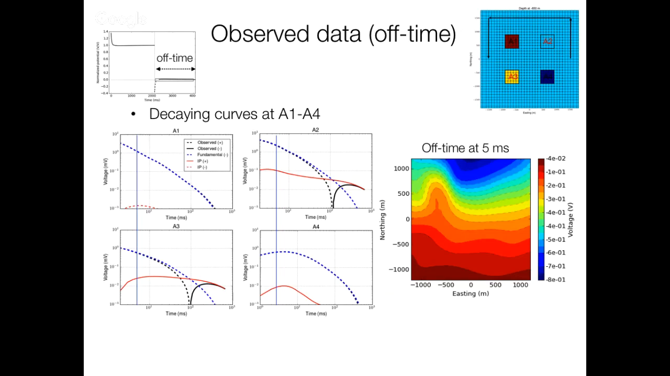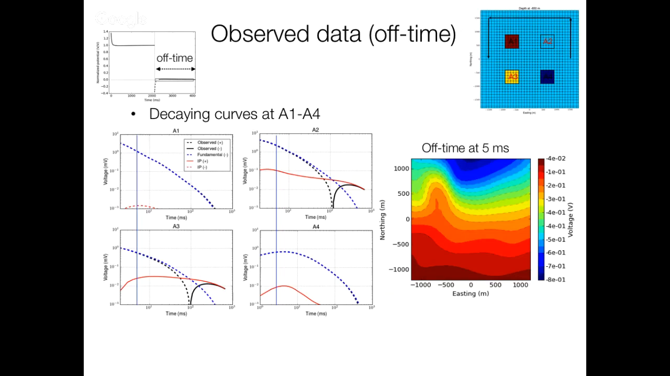A2 was chargeable, and we see what happens in those early stages. Here, fundamental and observed are basically the same. The chargeable signal is way down here. Late times, the fundamental and observed are completely in accordance. And then there's this really tiny. And A3, which was moderately conductive and chargeable, has curves that look like that, and A4. Okay, so that's what we're up against.